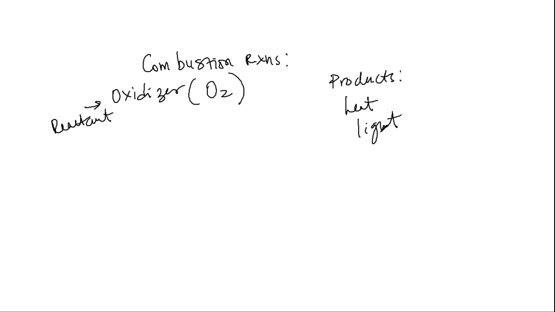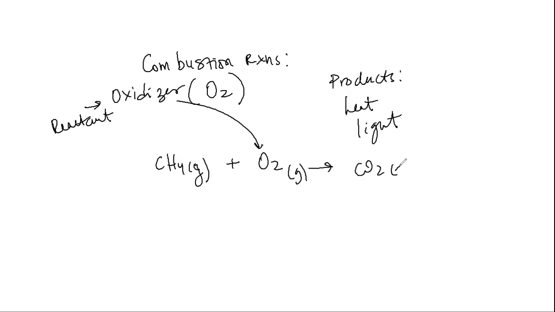Now, what are examples of combustion reactions? Well, a typical one, you guys have your methane on the stove that you use during cooking, right? So plus O2, there is your oxidizer, O2 gas. And what you're producing here is CO2 gas and H2O liquid.